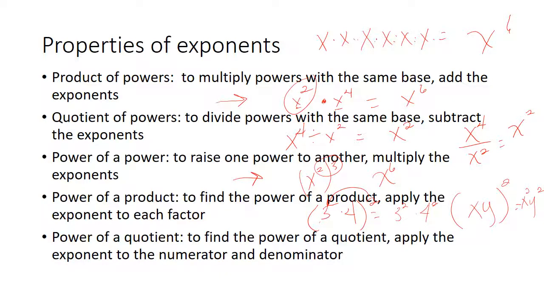And then the power of a quotient. To find the power of a quotient, you're going to apply the exponent to the numerator and the denominator. So with numbers, let's say it was 3/5 squared. You could say this is 3 squared divided by 5 squared, or 9 divided by 25. So with letters, let's say we had x over y squared, then that would be the same thing as x squared over y squared. So you apply it to each, there and there.